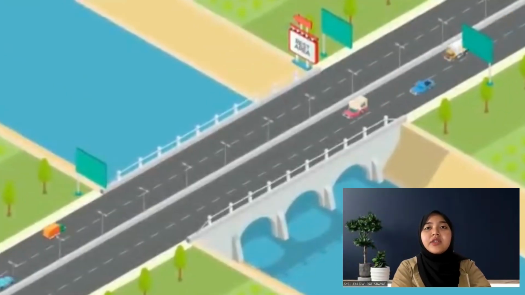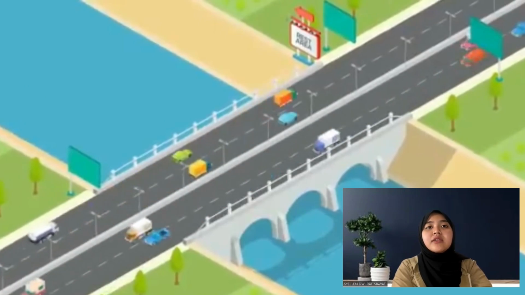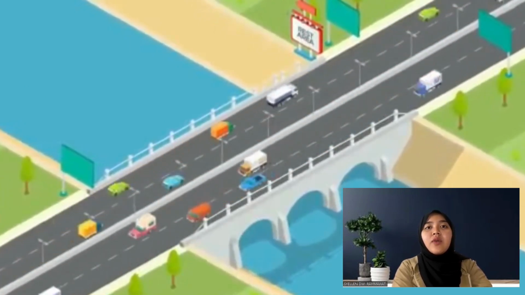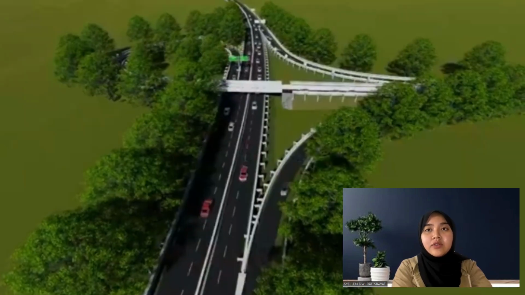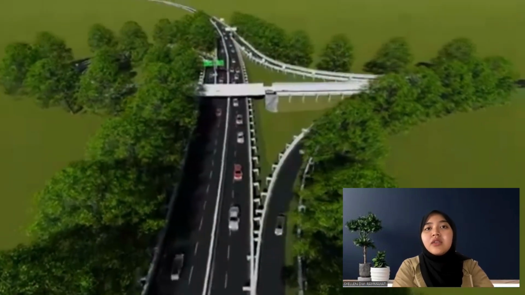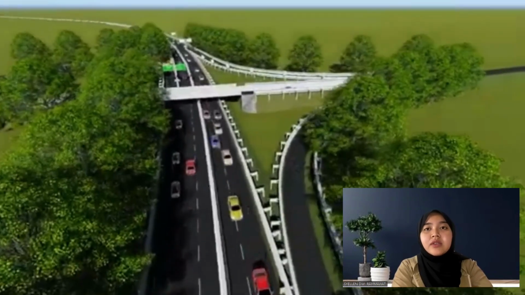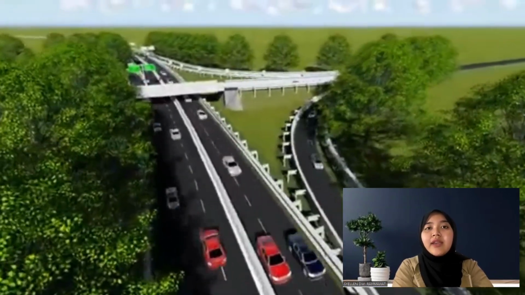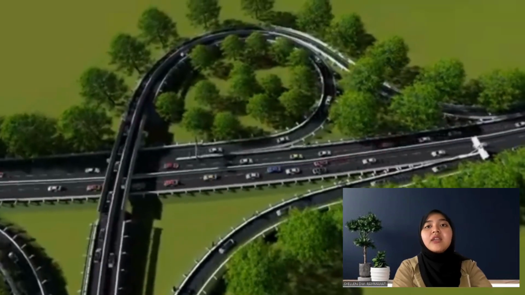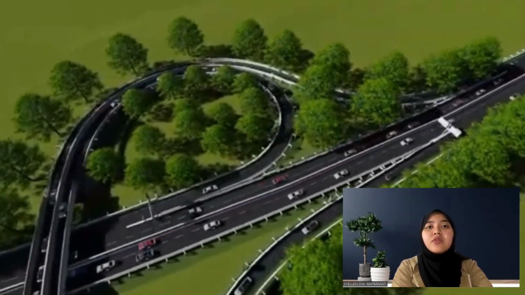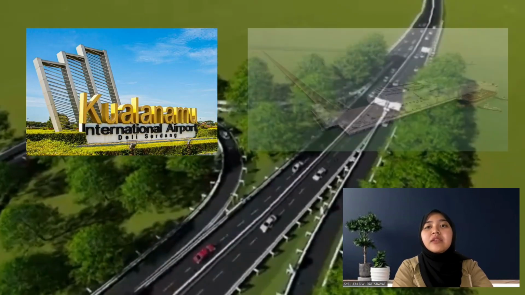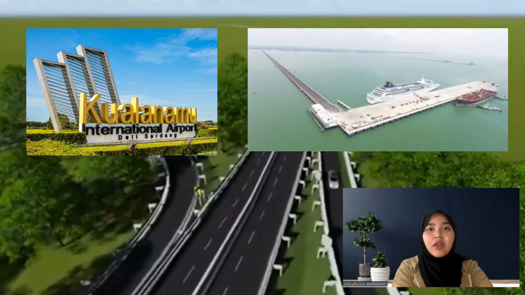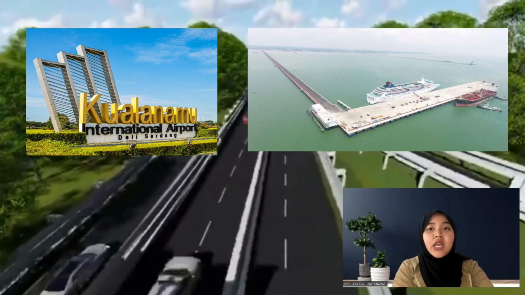In general, toll roads are means of land transportation that aim to shorten the travel time of vehicles to a place that is quite far if taken through ordinary or non-toll roads. This is what makes me interested in designing GTTS because it accelerates access to travel by land and also becomes economic connectivity in North Sumatra. This toll road will also be connected to Kuala Namu Airport and Kuala Tanjung Port, which are two strategic connection spots between Indonesia and the world.